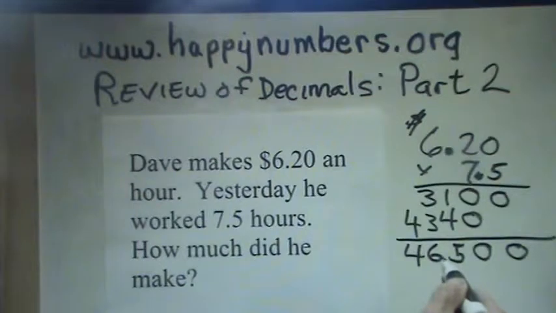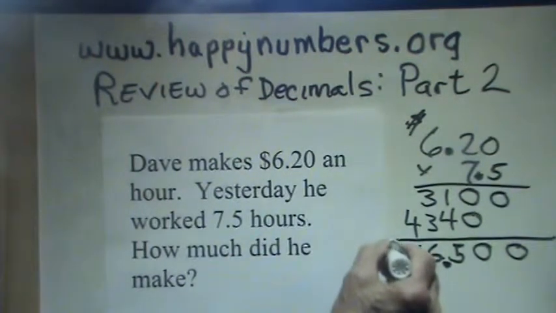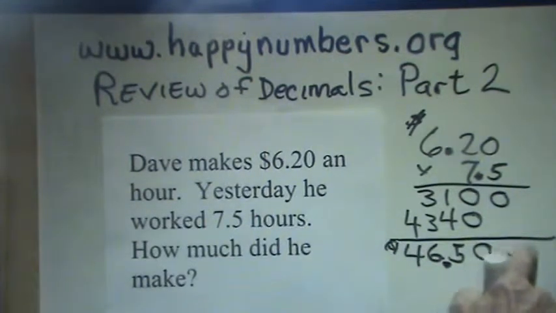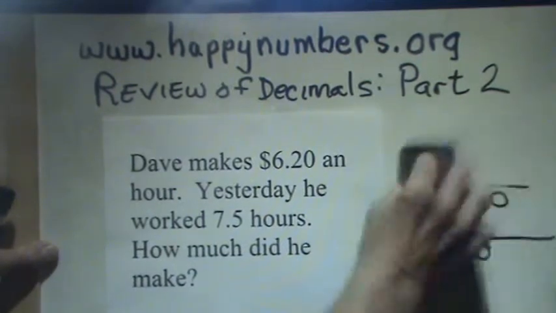1, 2, 3. Now since we're dealing with money, this would be $46.50, and we do not need that trailing decimal. So he made $46.50 yesterday. Excellent.